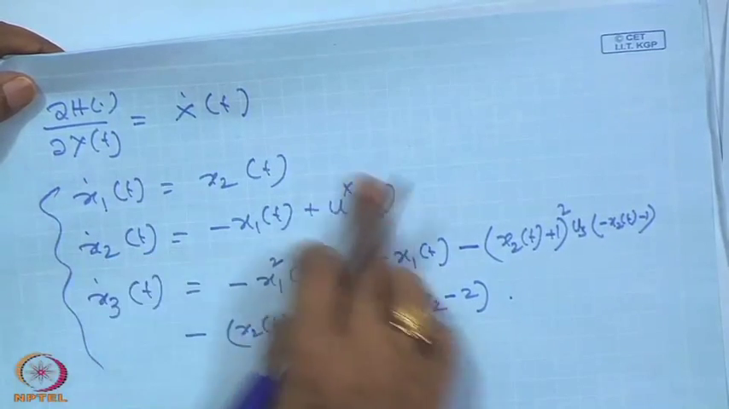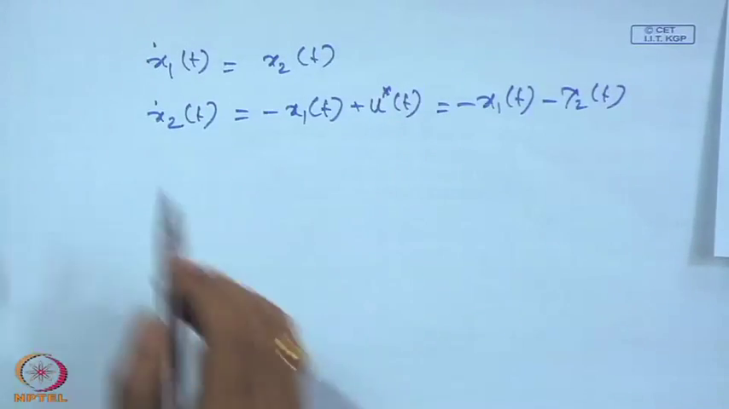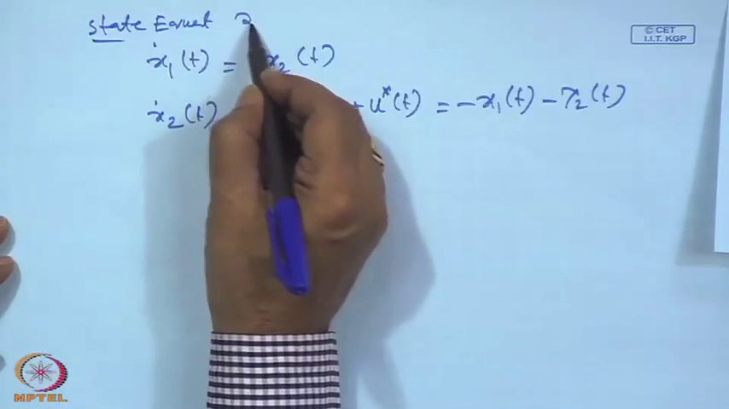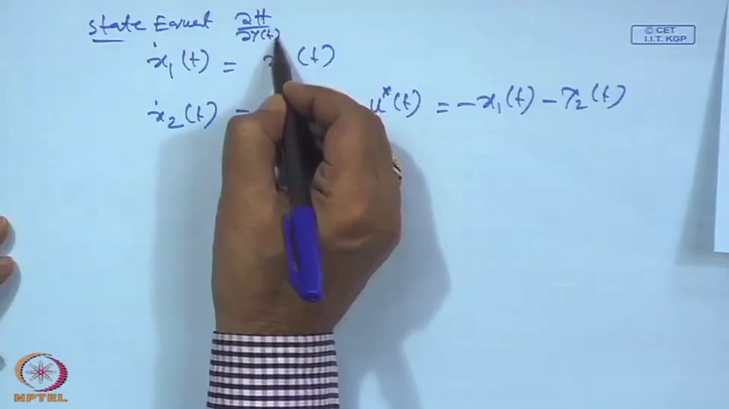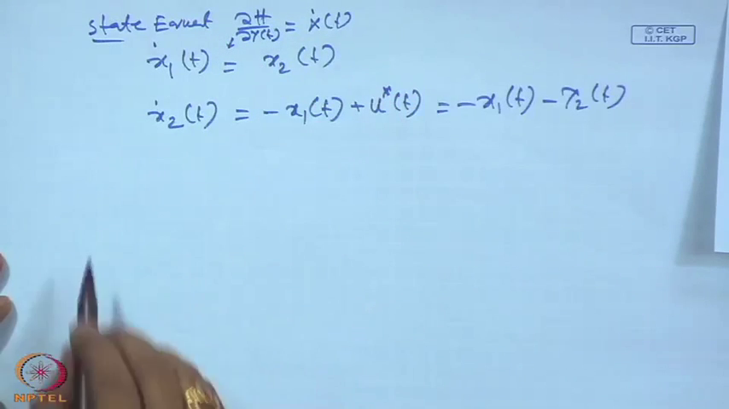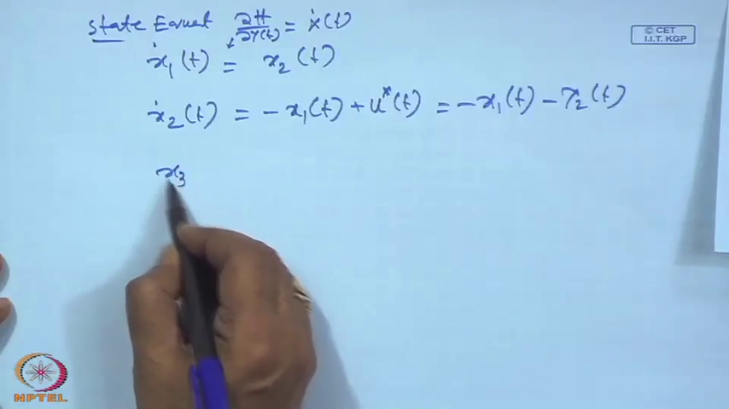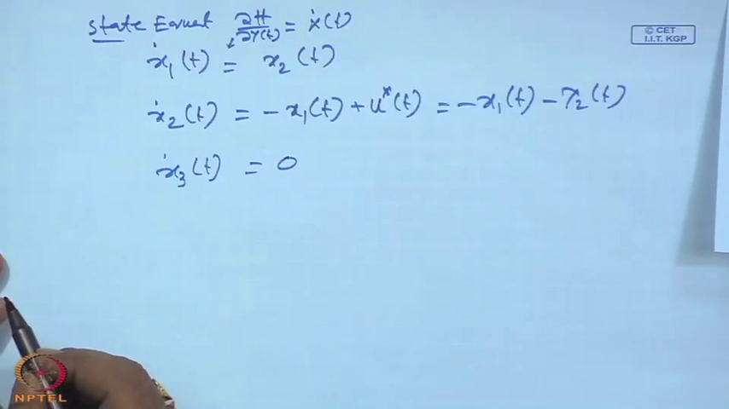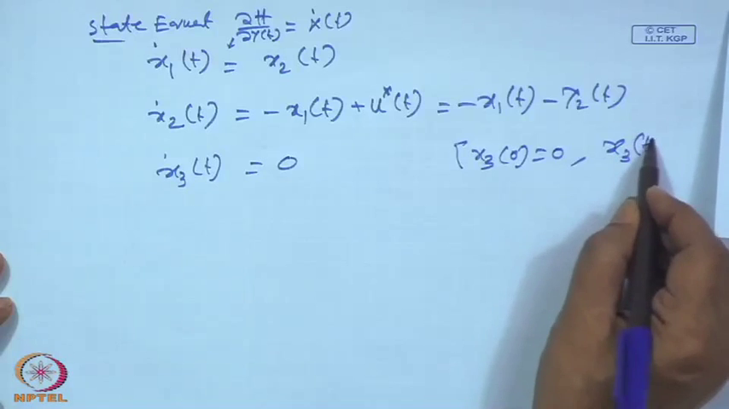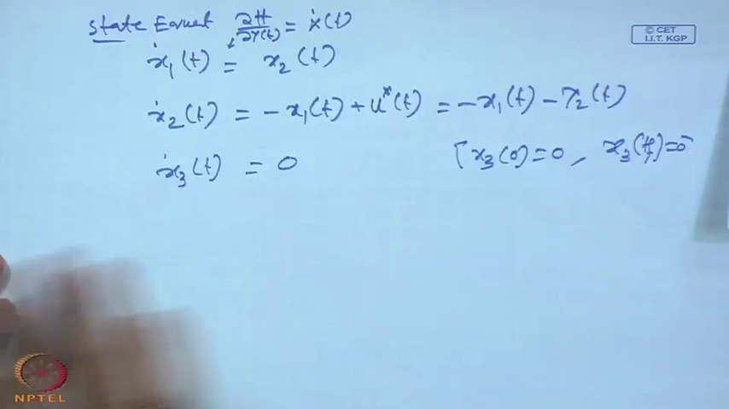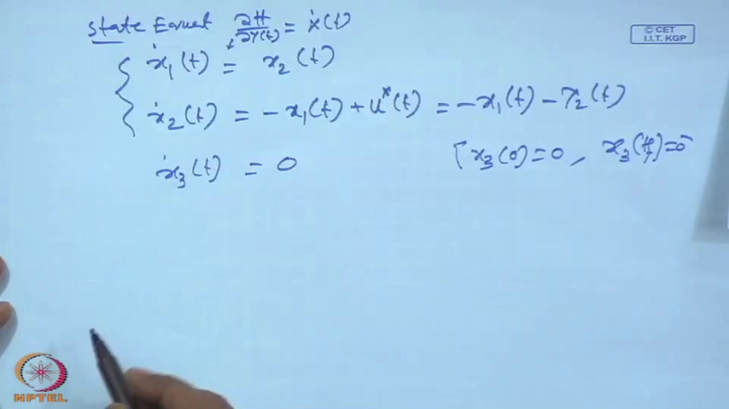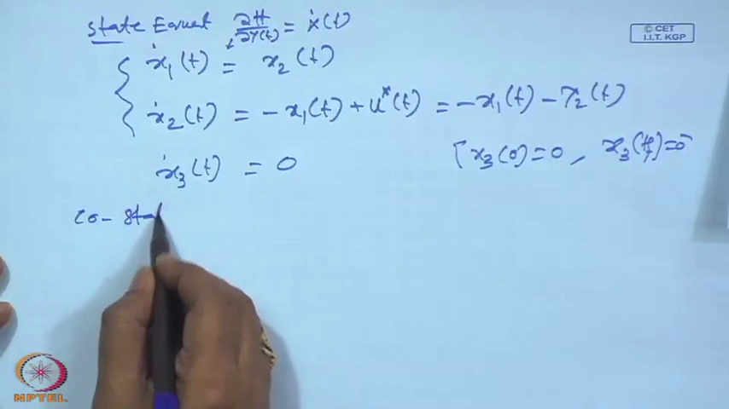So we need only these two equations. That two equations you have written. This is the state equation we got from del H by del lambda of t is equal to x dot of t. From there we got it. Agree? And x3 dot, you can write it is equal to 0, keeping that x3 of 0 is 0 and x3 of Tf is equal to 0. So x3 of t is 0 for all time. So you need basically these two equations. Then the co-state equation.